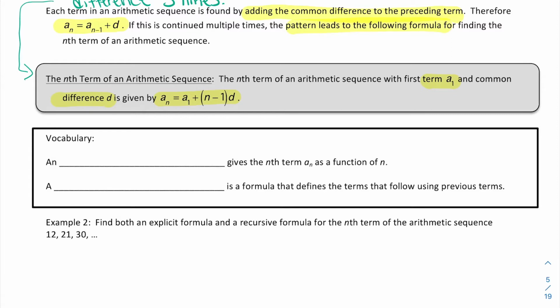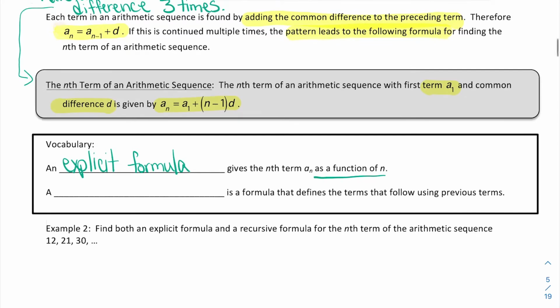Okay, so vocab. First of all, a couple of terms that we had yesterday, we're going to take a closer look at today, or I should say in 10-1, we're going to look at in 10-2. The first one is an explicit formula. These are going to be important today. An explicit formula is going to give the nth term, a sub n, as a function of n. So remember, an explicit formula is based on the position.